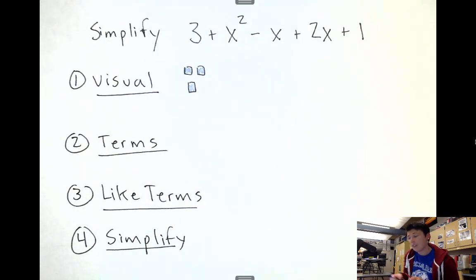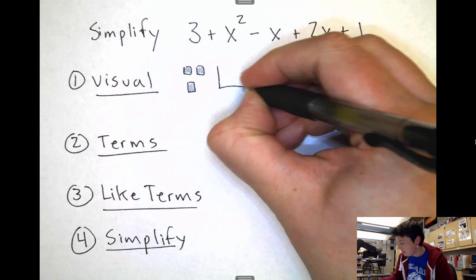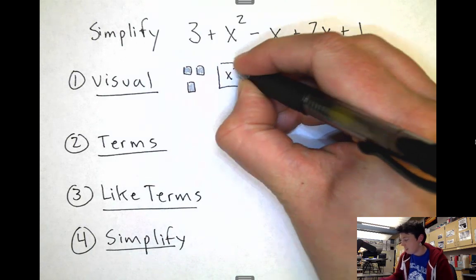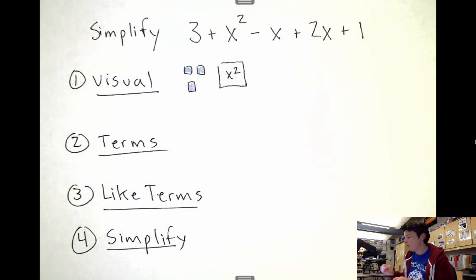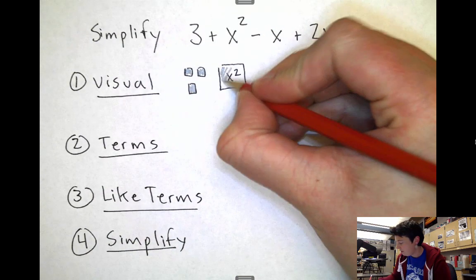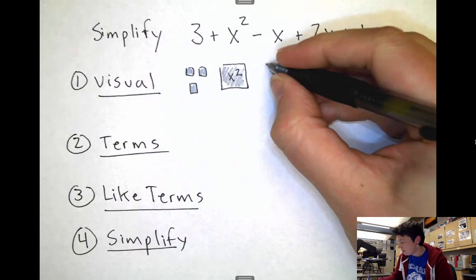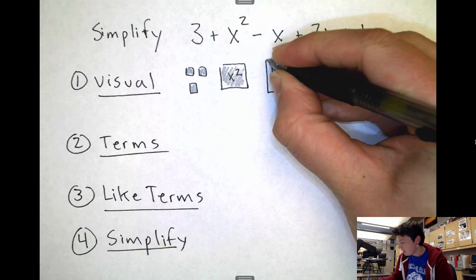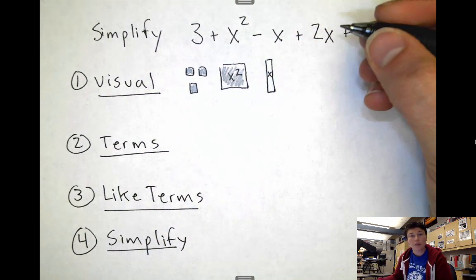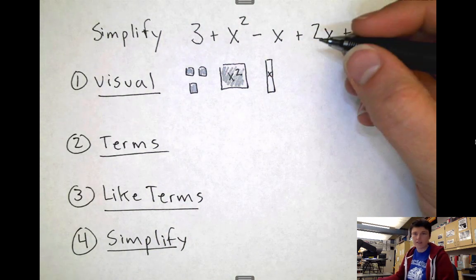We also have a plus x squared. Well, that's the big teal square one that looks like this. And it's a plus, so I'm going to shade it in. We also have a minus x. Okay, x is the long one. Looks like this. But it's a minus x, so I'm going to leave it empty and negative.